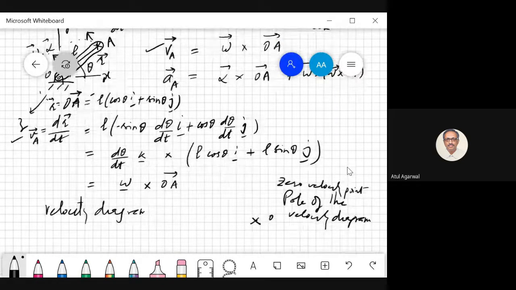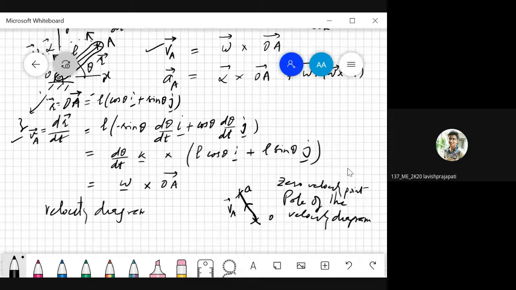So you can just draw a vector like this. This you call is velocity of point A. And this point you call small a. Any problem with this? So can you explain that zero velocity point again? It is just a reference point. You are showing some zero velocity point, and you are showing the velocity of point A with respect to that.